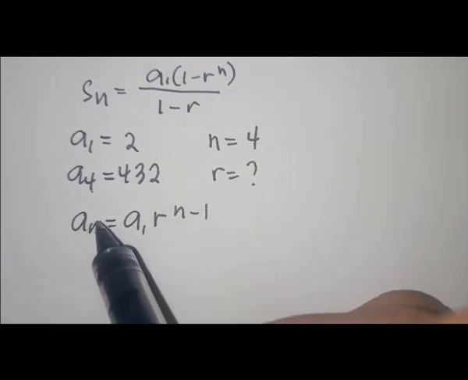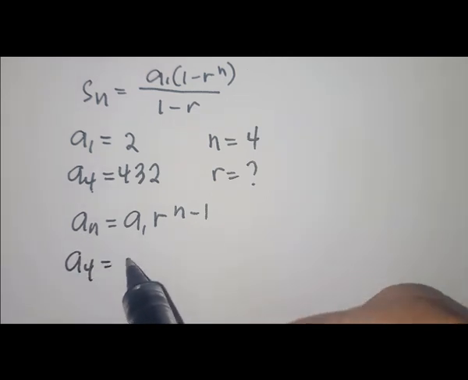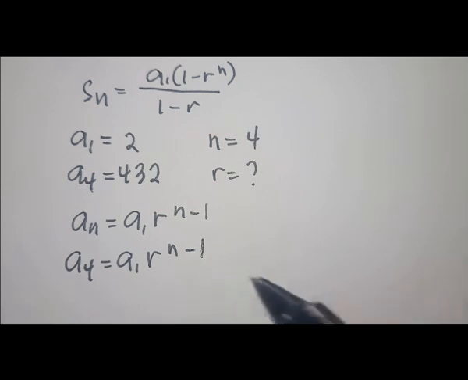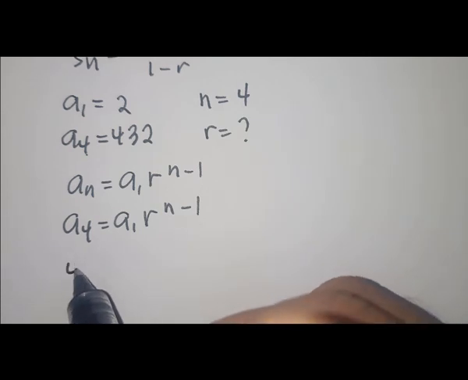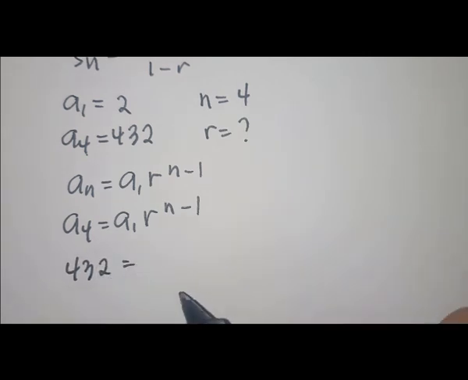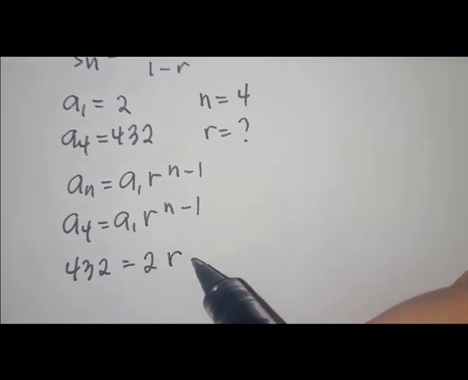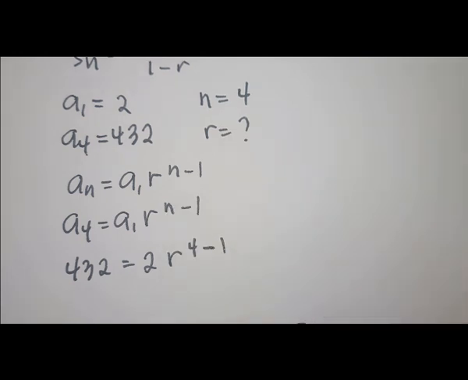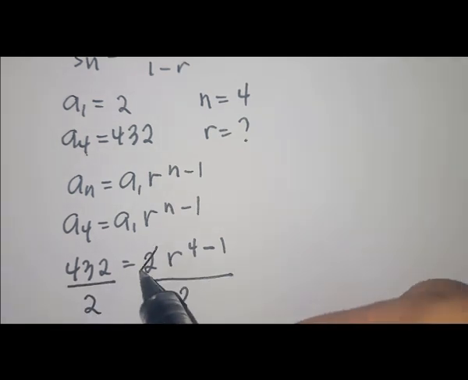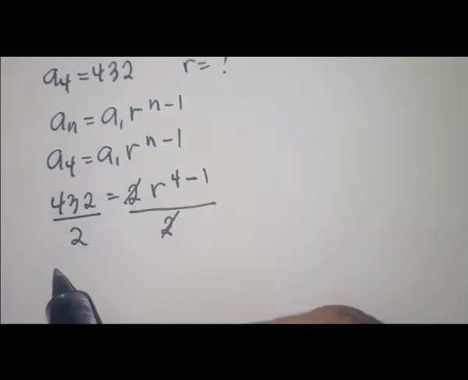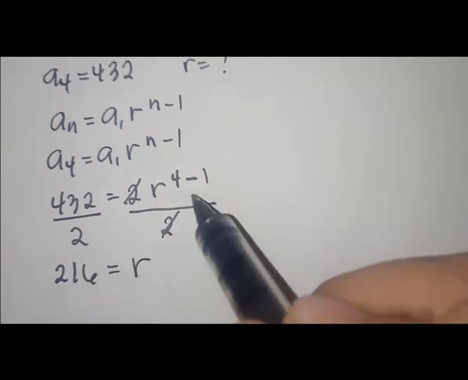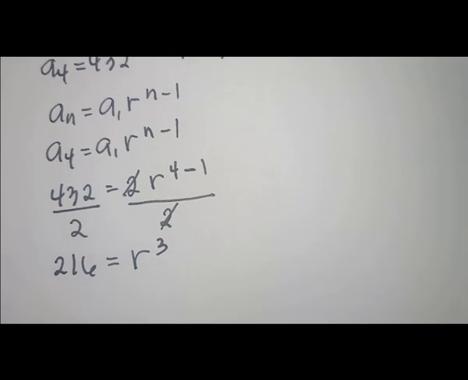Okay? So, this will be a sub 4 is equal to a sub 1 times r raised to n minus 1. Substitute natin yung value na yung a sub 4 natin ay 432. Ang a sub 1 natin ay 2. R is unknown, but we have 4 n, which is equal to 4 minus 1. Okay? So, una, divide muna natin both sides by 2. So, cancel natin yung 2. Okay, so magkakaroon lang tayo rito ng 216 equals r raised to, or, we have 4 minus 1 is 3.